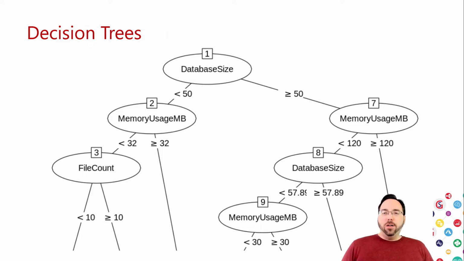Another option that we can follow is decision trees. A decision tree, we're pretty familiar with this in the computer science world. It's just a series of nested if-else statements. If the database is less than 50 gigabytes, and the memory usage is less than 32 megabytes, and the file count is less than 10, then something. So decision trees are nothing more than if-else statements.